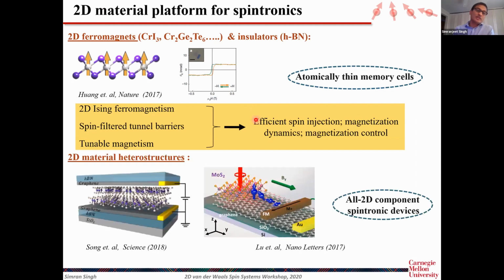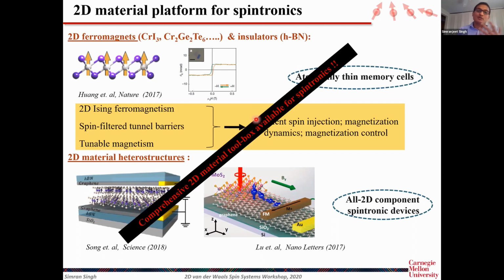And on top of that, what we can do now is combine these materials together. We can take one 2D material combined with another 2D material, and we can tune optical, electrical, or spin-related properties. So in a nutshell, we have a really comprehensive 2D material toolbox which is available for spintronics. So it's a very exciting time in the field of 2D materials, spins and magnetism.